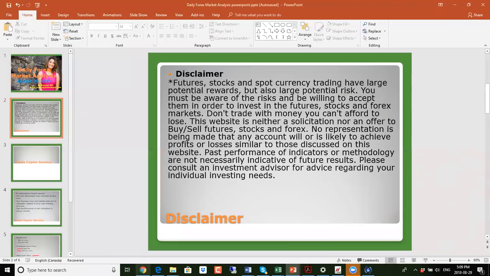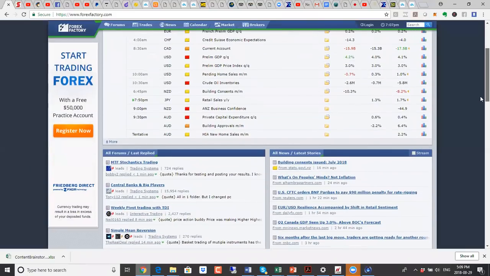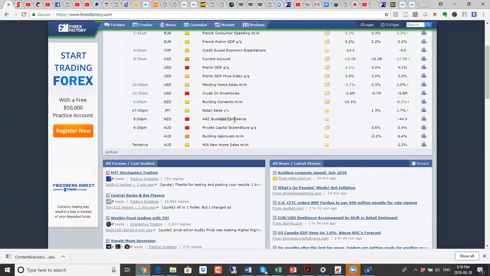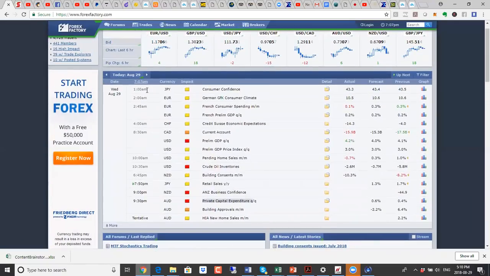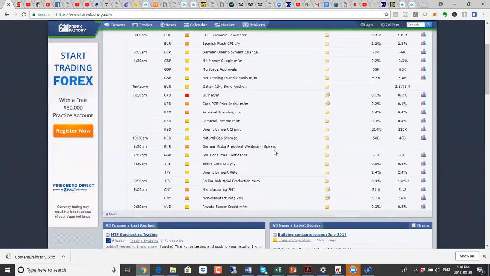All right, so as usual, we'll start off by taking a look at our upcoming news here. This evening, we do have the business confidence numbers for New Zealand that are bound to have an impact on New Zealand dollar, and then private capital expenditure for Australia, which will have an impact as well, as they are both red or major news.